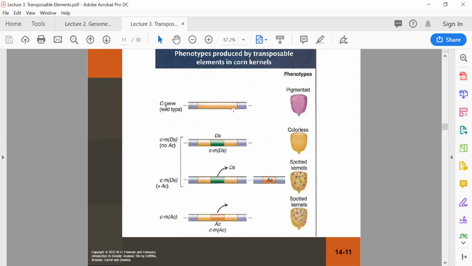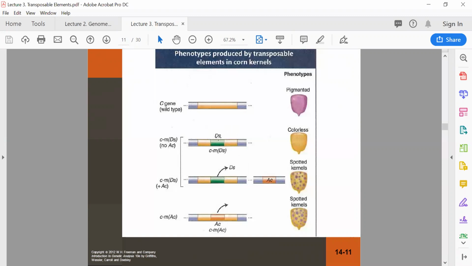So here we have just the normal wild type C gene in orange here. And of course that produces this phenotype, a pigmented kernel. Then here's another example. This is where we have the CMDS. We have the DS element in green inserted into the C gene, the pigmented gene, but there's no AC present in this line.